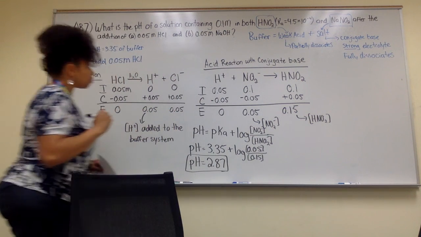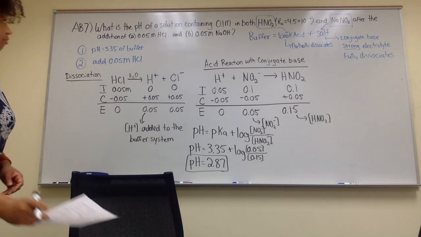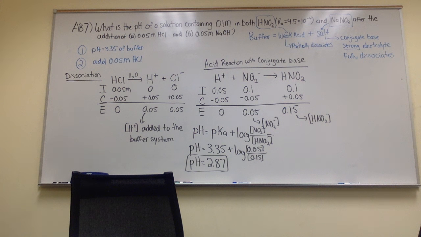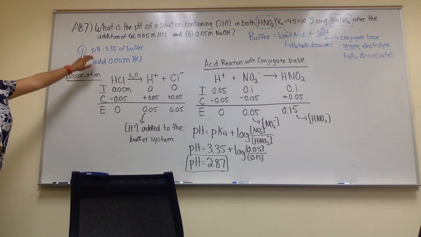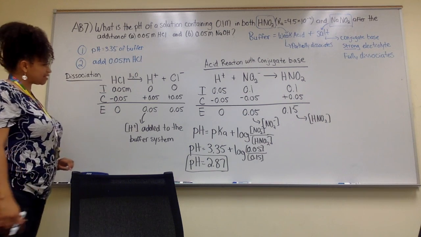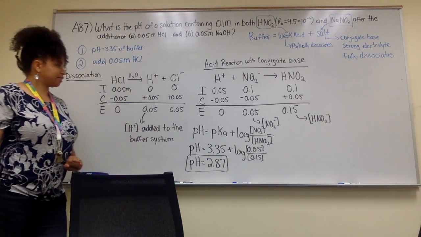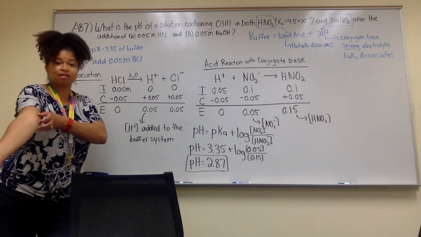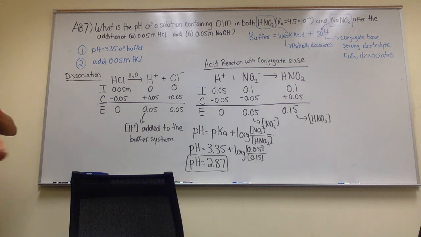And that's our answer for part A. Now, does it make sense? It should, because we end up adding some acid. If we add acid, that means that the pH should decrease. We started with a pH of 3.35. We added a little bit of acid, and indeed, it did decrease. Not by a whole lot, but a little bit. And so, that's how the buffer works. So great. All right, next part is part 2.